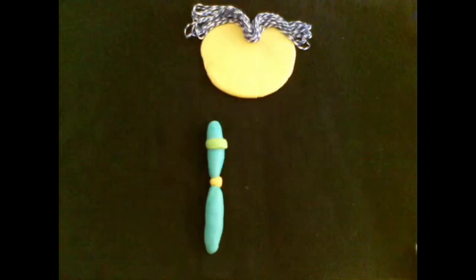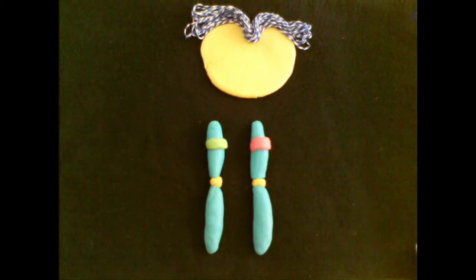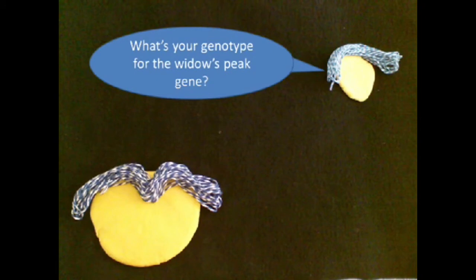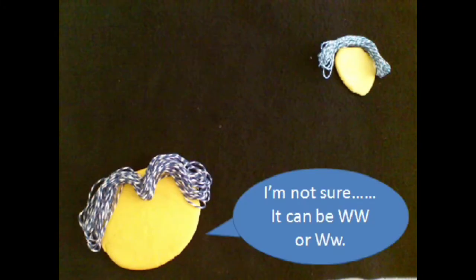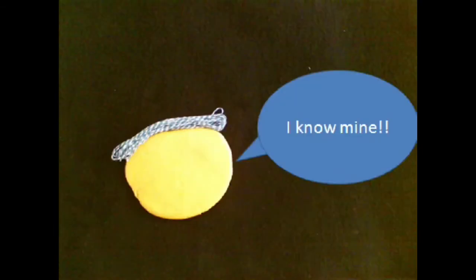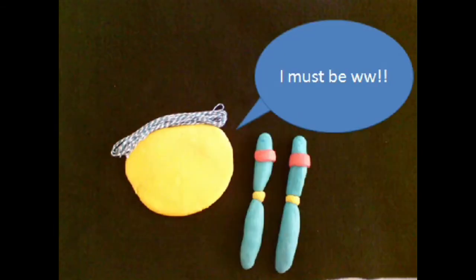This means that as long as you have one widow's peak allele, regardless of the second allele, you will display the trait. Consequently, we cannot be certain of the genotype of a person having a widow's peak without some extra information. However, if you look yourself in the mirror like me and see a straight hairline, you can infer that you must have two straight hairline alleles at that gene.